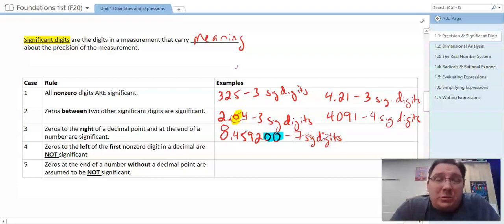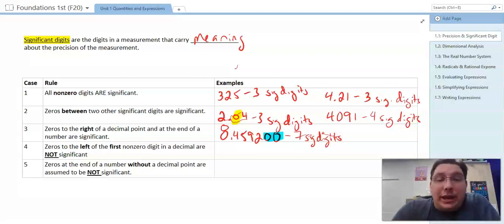And so it doesn't matter how many decimal places we have there, any zeros at the end of a number are significant. Okay? Let's look at case 4. Zeros to the left of the first non-zero digit in a decimal are not significant.